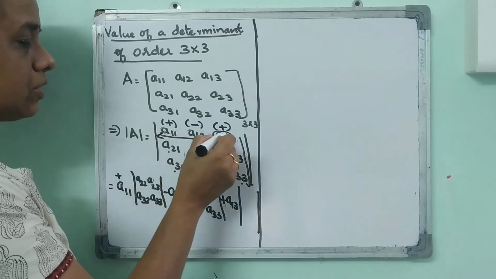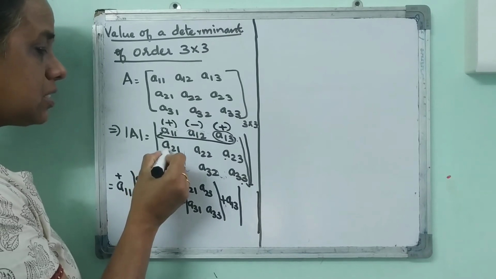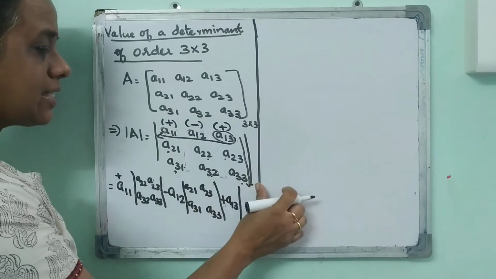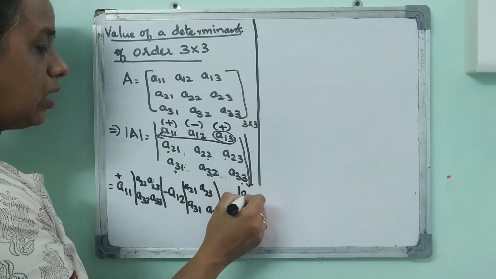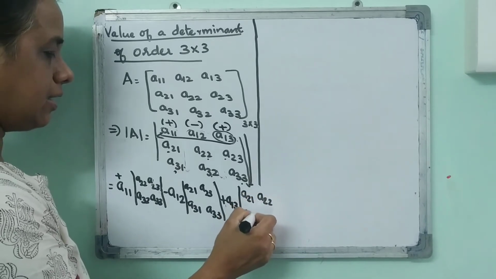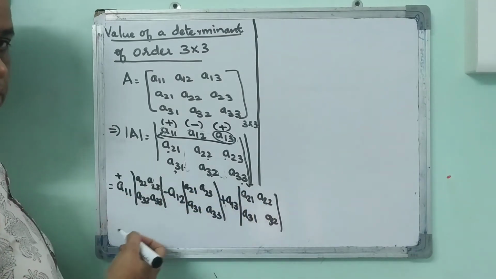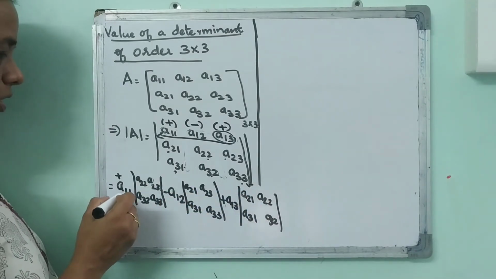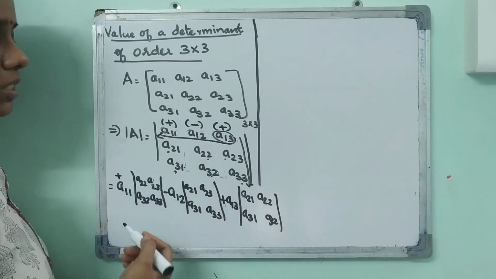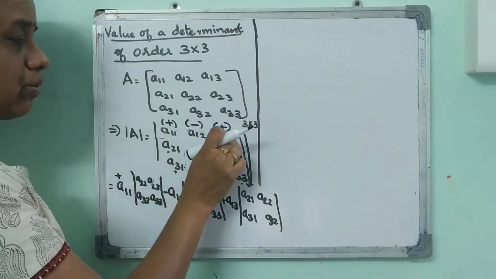Delete the row and the column in which that element lies. So when you delete the row and column in which that element lies, what you get as a remaining determinant is A21, A22, then A31, A32. So that I am going to write here. Now you know how to work out this determinant, right? Downward arrow minus upward arrow, you get the calculation. So this is how a value of determinant of order 3 is calculated.